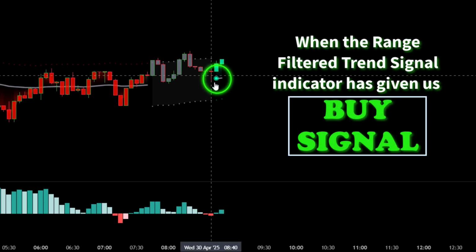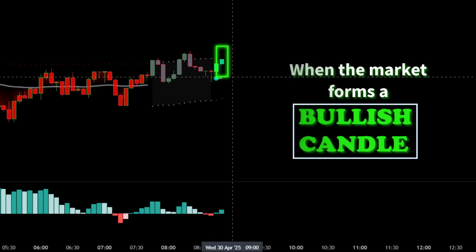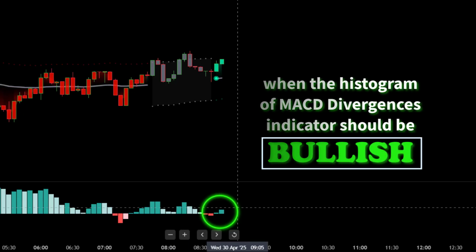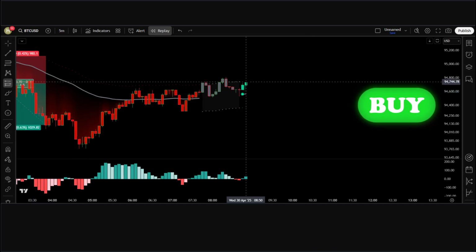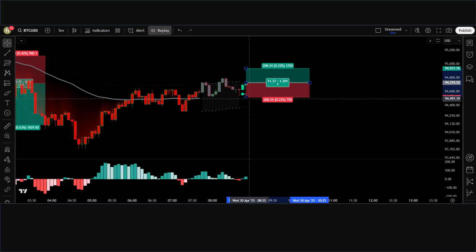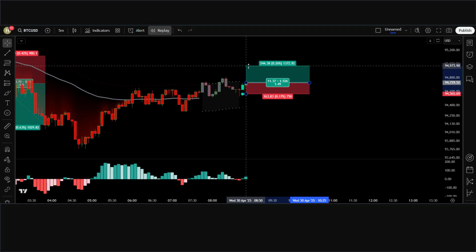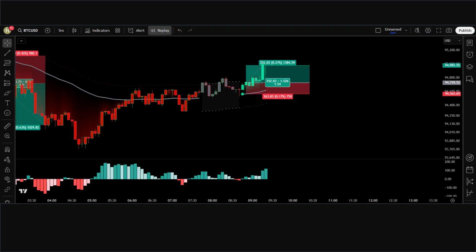When the range filtered trend signal indicator has given us a buy signal, when the market has formed a bullish candle, and when the histogram of the MACD divergences indicator is bullish, if these conditions are fulfilled, then we will place a buy order. Our stop loss will be placed at the plot line of the range filter, and the risk to reward ratio will be 1:1.5. The market has completely hit the target.